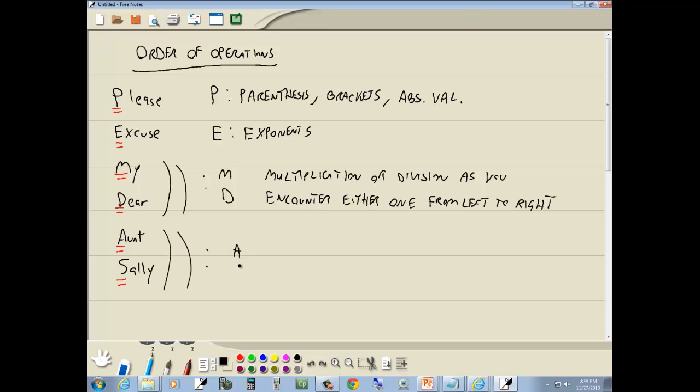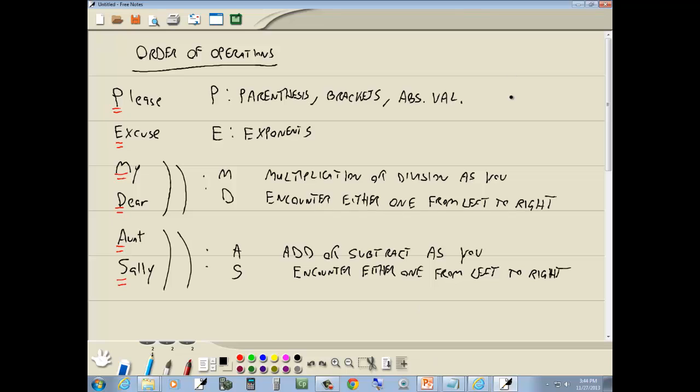These you also do together. The Aunt Sally, you add or subtract as you encounter either one from left to right. I know you can't read my writing, but that's okay, you hear my words. So again, you add or subtract as you encounter either one from left to right. Let's take a look at some problems dealing with this. Now fractions we'll handle a little bit differently, and we'll see that.